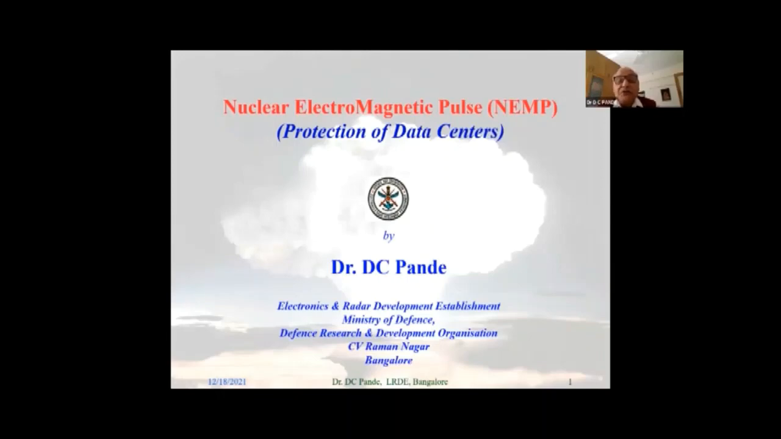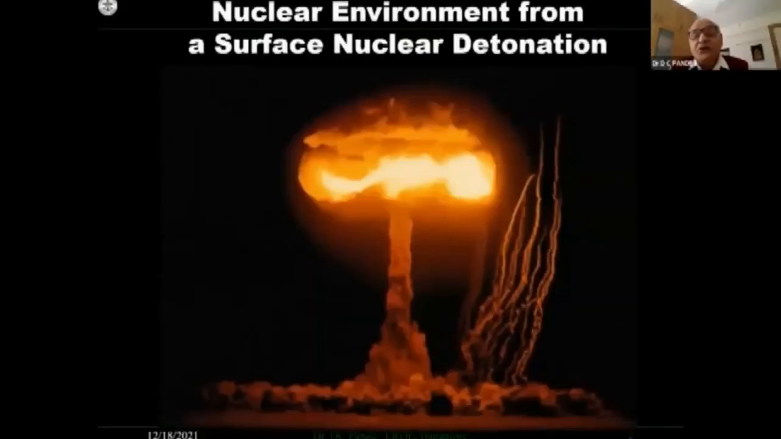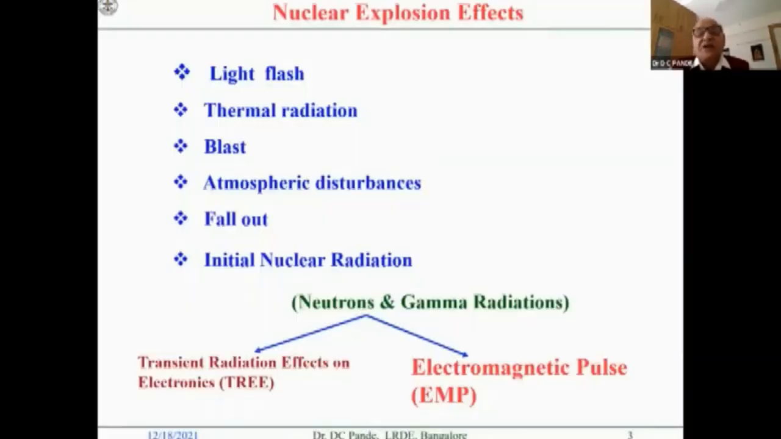To discuss this nuclear electromagnetic pulse resulting from the nuclear detonation, the protection of the data centers. Whenever a nuclear detonation takes place, from a surface burst, a mid-altitude burst, or an exo-atmospheric burst, these are the products which come out of the nuclear detonation.